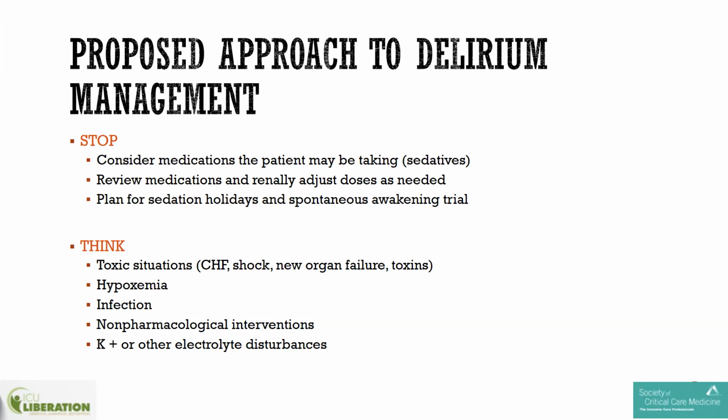The second step would be think. They divide that up into your T being toxic situations, whether that's some new shock or toxin, H being hypoxemia, infection, all the different things we touched on in etiology for delirium. So is this someone who's becoming septic and it's now manifesting as delirium, and I need to be treating them with antibiotics and managing their sepsis? Thinking big picture etiology wise.